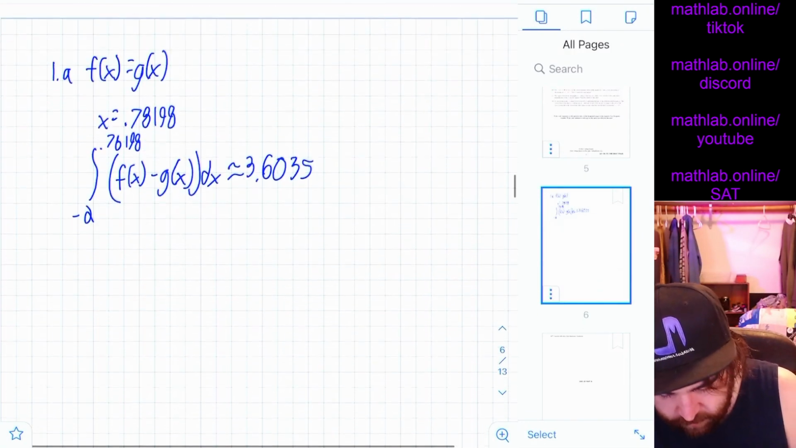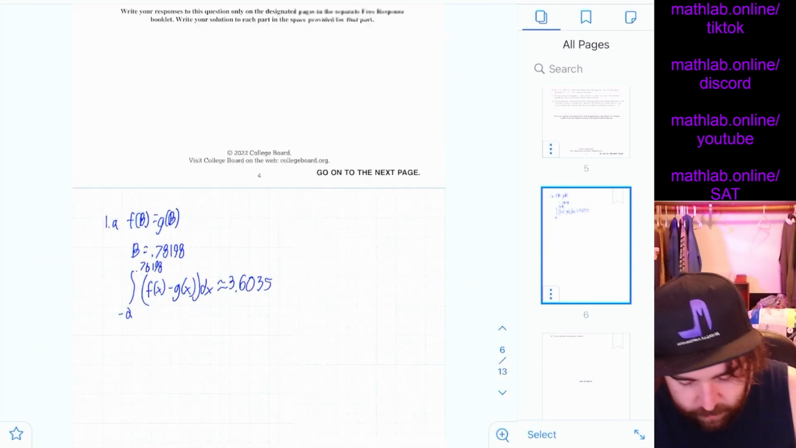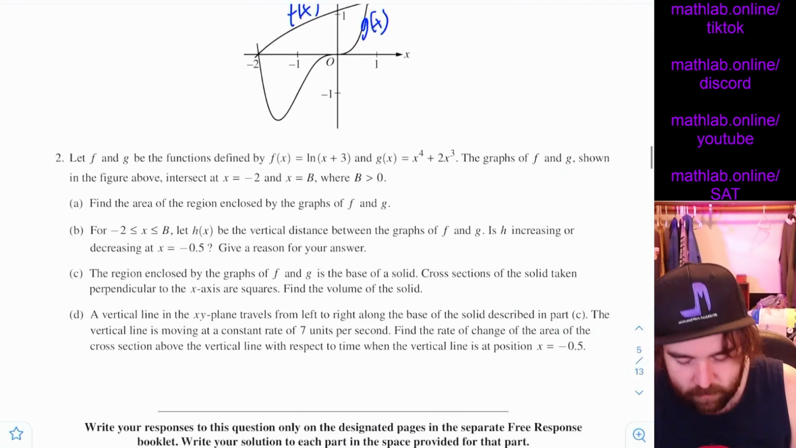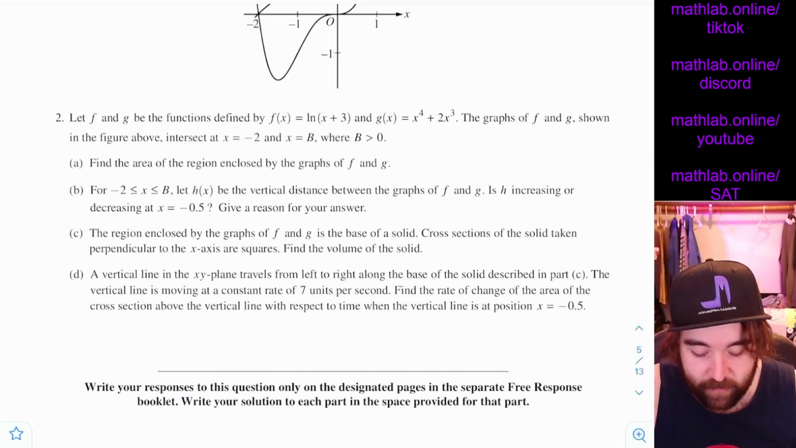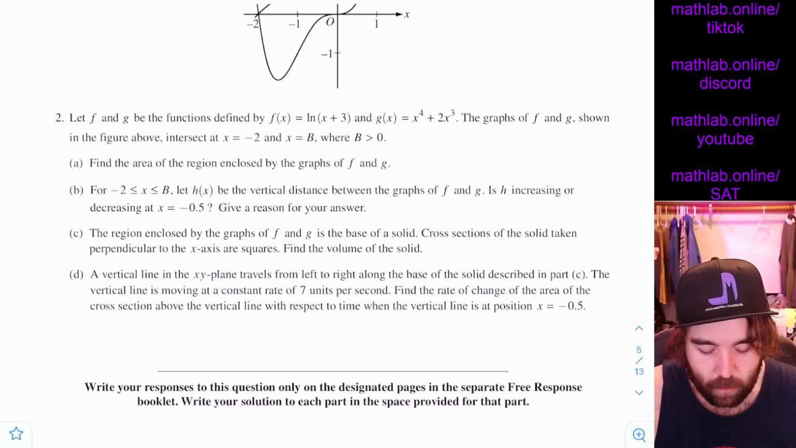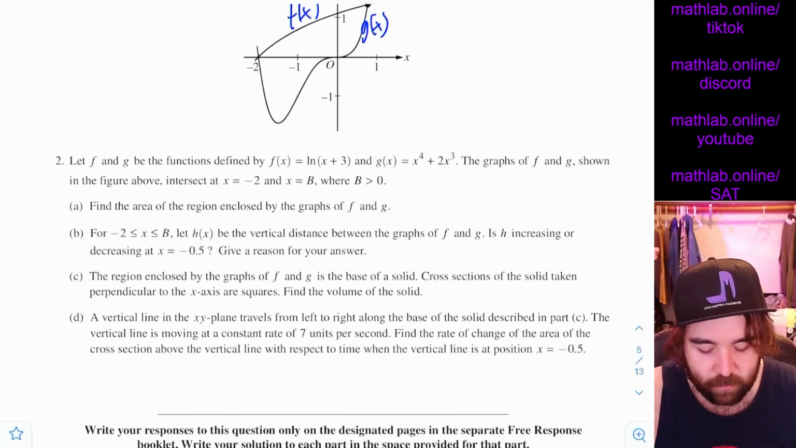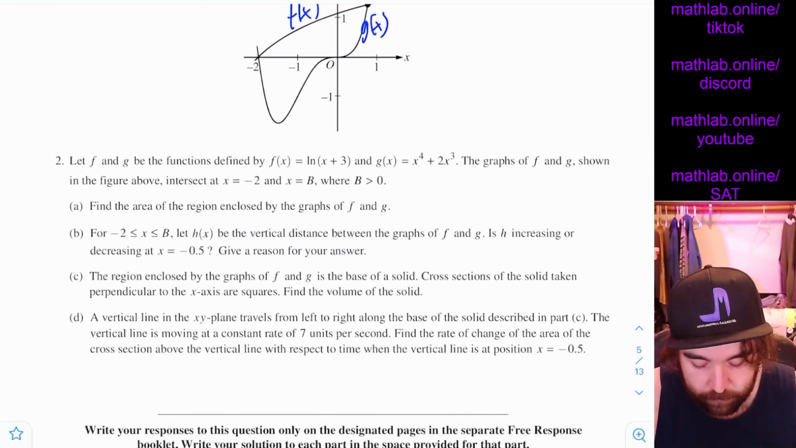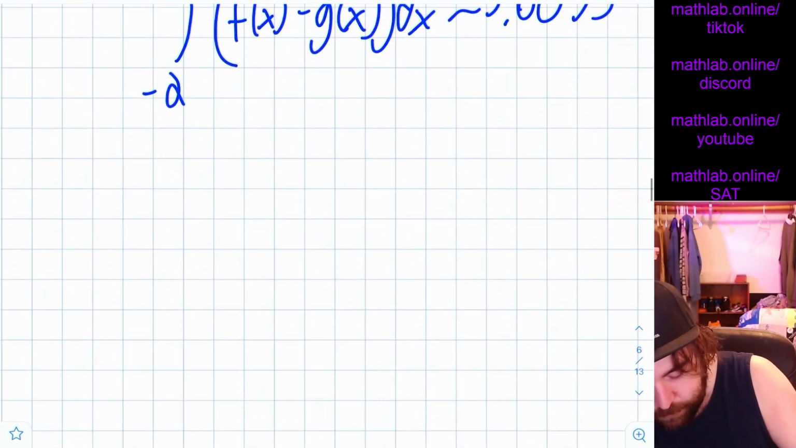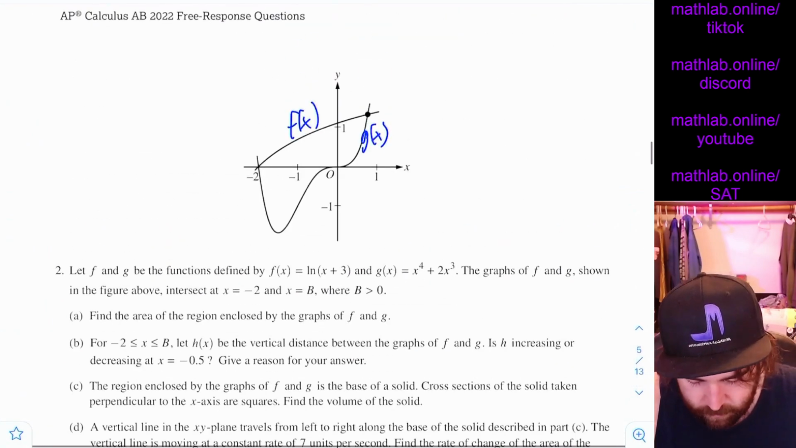So we already said what B is. Oh, well, since they did label it, let's go B, B, B. So we clearly state what B is right at the beginning. So then from -2 to B, let h of x be the vertical distance between f and g. Since we're only going from -2 to b, that means f of x is always on top. So the vertical distance is always f of x minus g of x. Okay, so we'll write that. B: h of x is f of x minus g of x, because that's the vertical distance.